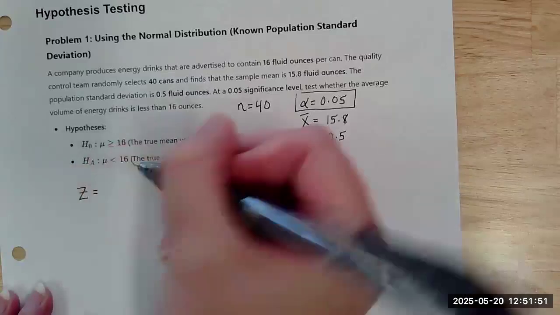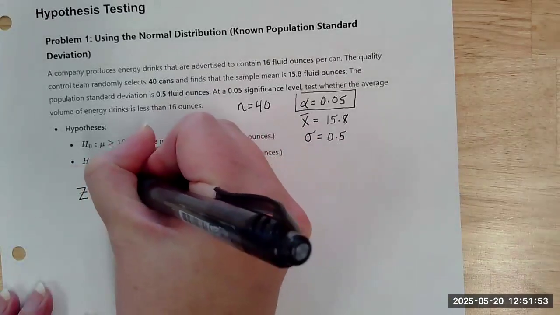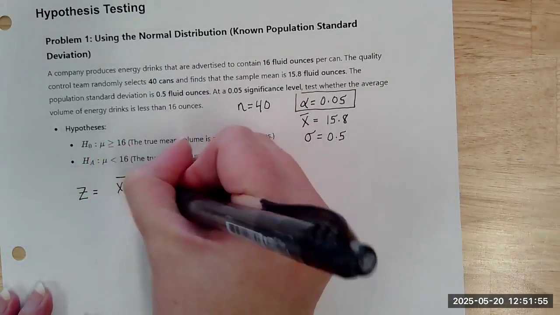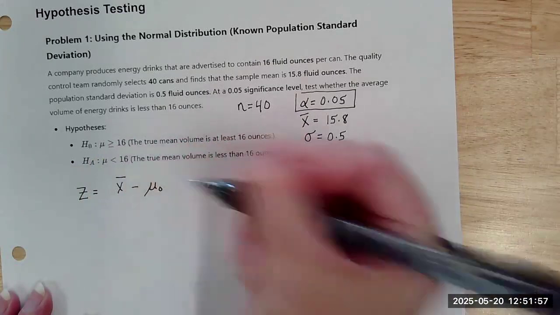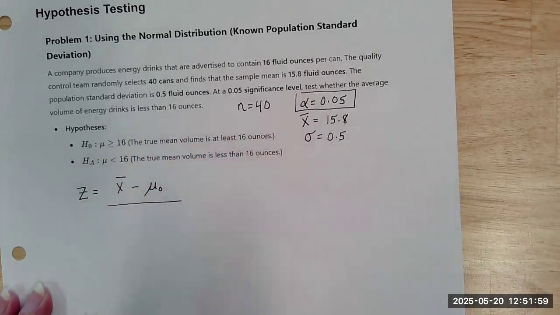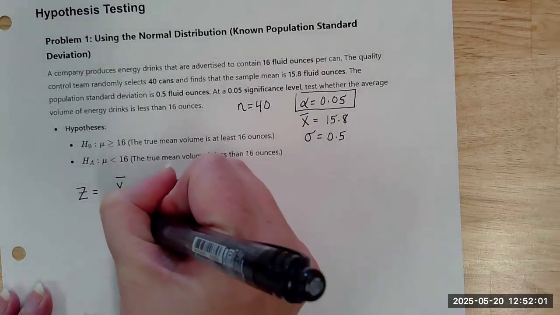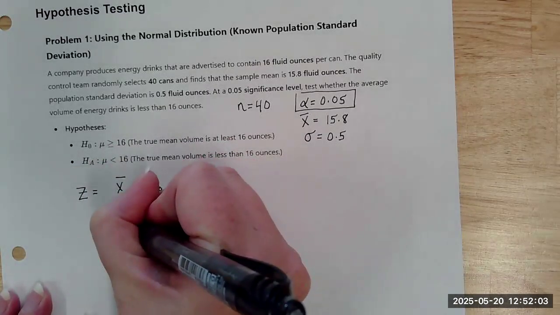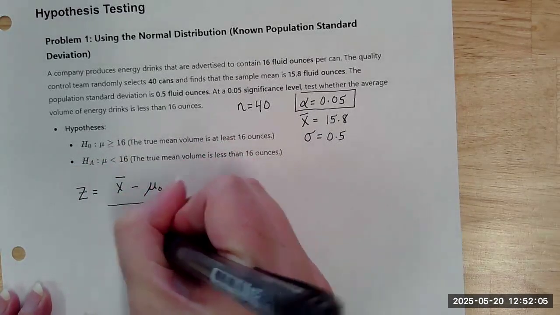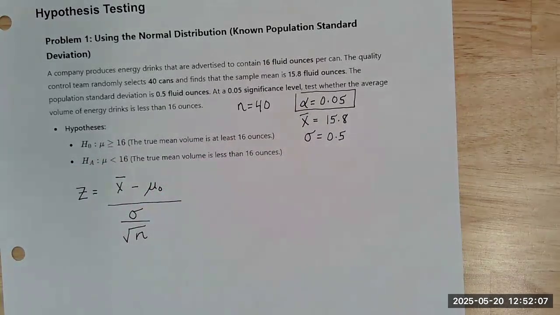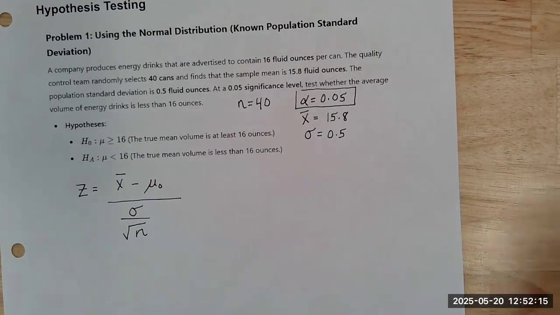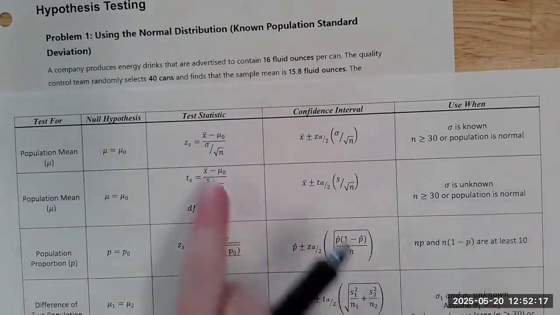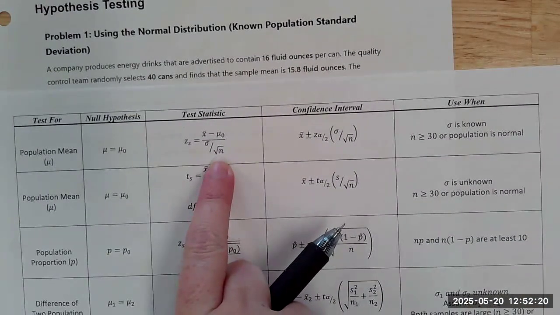So my z is equal to the x bar minus the mu naught divided by sigma over the square root of n. Yes, that is coming from the formula sheet that she gave you.